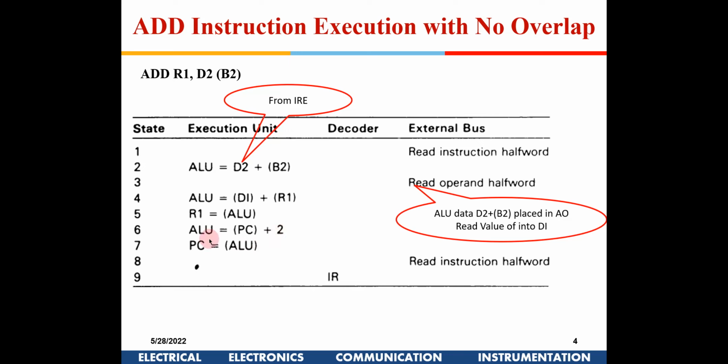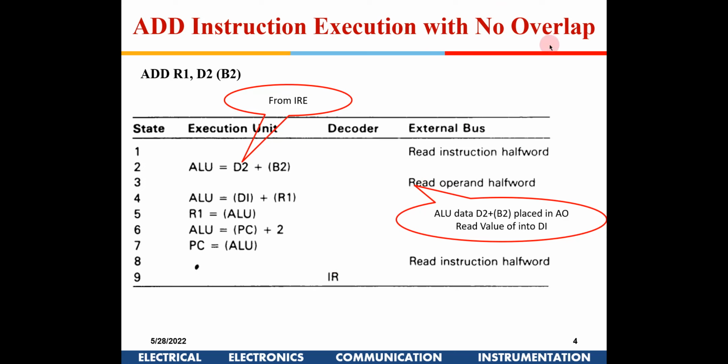And now the new updated value of the PC is going to be put into the ALU. From the ALU the data is being pushed to PC. So the PC contents get incremented by 2, and then you place that in the IO buffer, and you get it into the instruction register. Okay, so this is about this.